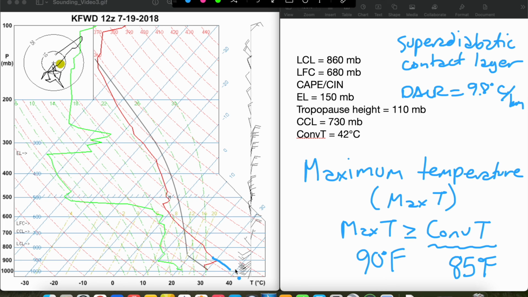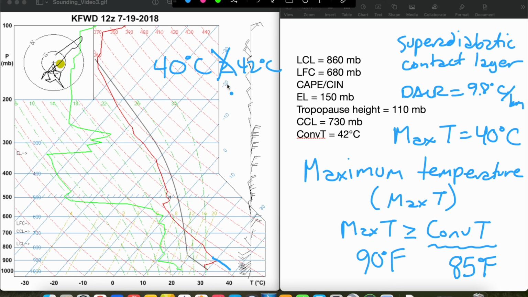So about 38 degrees, we add 2 degrees, we come up with about 40 degrees as our estimated maximum afternoon temperature. So comparing that to the convective temperature, the maximum temperature is 40 degrees Celsius, whereas our convective temperature is 42 degrees Celsius. We need the maximum temperature to be greater than or equal to the convective temperature, and that is not the case here.